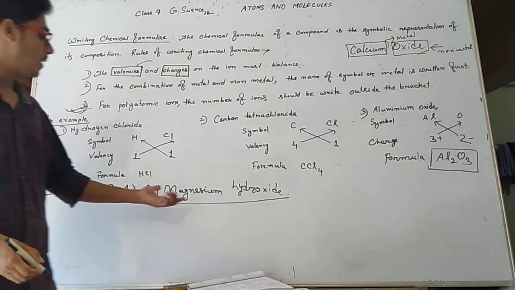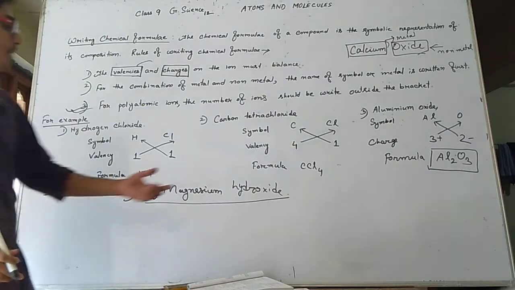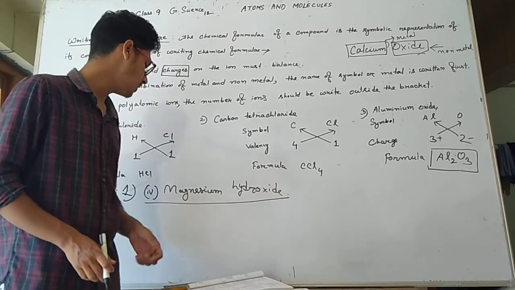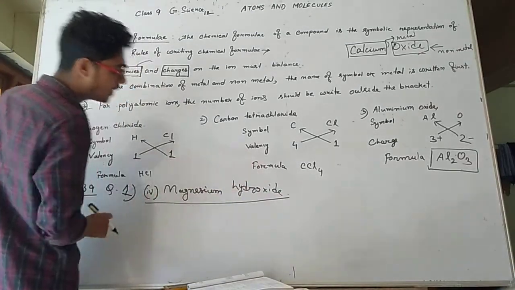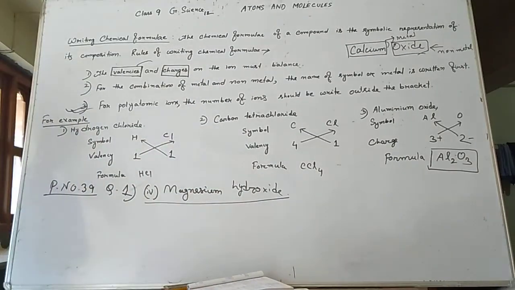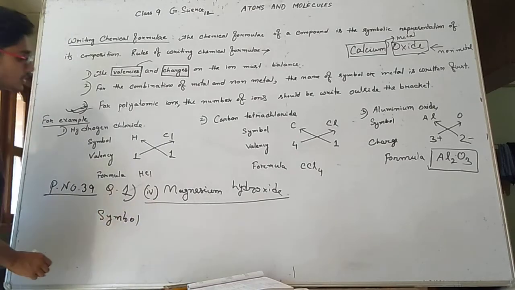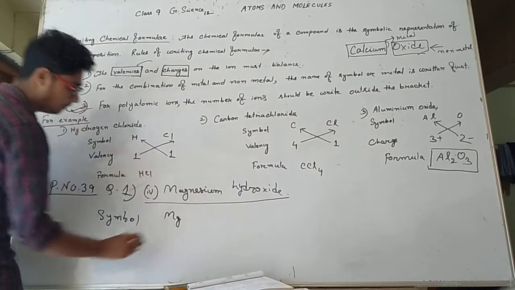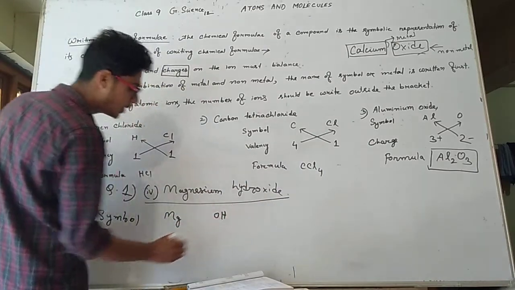Now what type of compound is this one? Magnesium is a metal, hydroxide is a non-metal. Hydroxide means a polyatomic ion, with hydrogen and oxygen present. So this compound contains a polyatomic ion. First we have to write the symbols. The symbol for magnesium is Mg. The symbol for hydroxide is OH, which is a polyatomic ion.